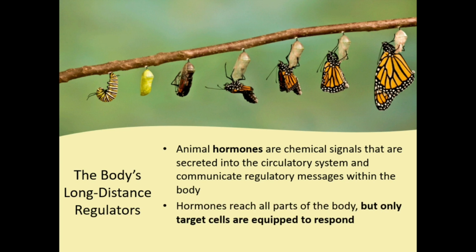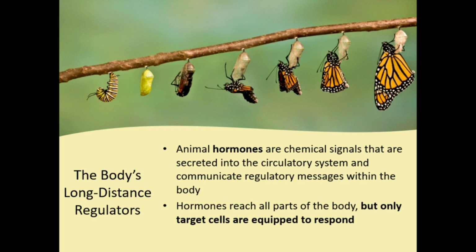So what we find is that hormones reach all parts of the body because they are secreted directly into the blood system, but only specific target cells respond. And that is because they are equipped to respond with specific receptor proteins. Hormones are secreted directly into the bloodstream. They are delivered to every part of the body, but only specific target cells respond to the hormones, because to do so, they have to have the correct receptors.